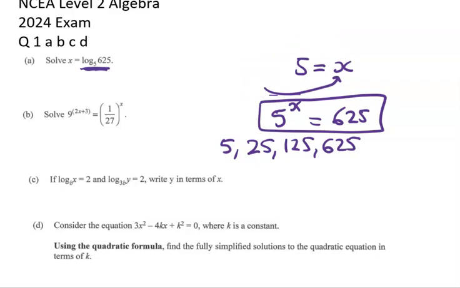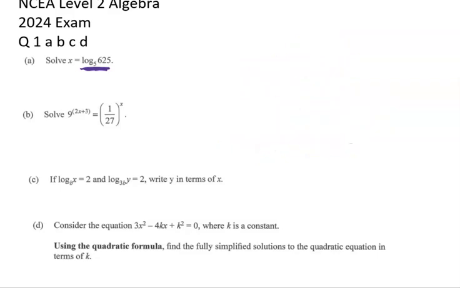So B is a lot like a level 1 "make the base the same" question. The only thing is that it's got a negative power hiding in here. So that's what makes it a level 2 question. We can see that here we've got 9, so we're going to change the 9 to 3 squared to the power of 2x plus 3, and 1 over 27 is equal to 3 to the power of negative 3 to the power of x.